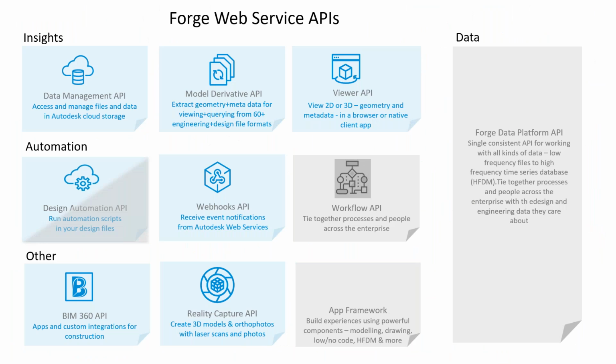Right. So another aspect, as I mentioned, the different services, you can also catalog them as what are they doing, if you will, in what aspect are they being used? So I mentioned insights. So obviously the data management API, model derivative, which is going to generate the viewable, and the viewer itself. Now, there is this second aspect, which is called automation. And there's two aspects here that are really critical, which is the webhooks and design automation.